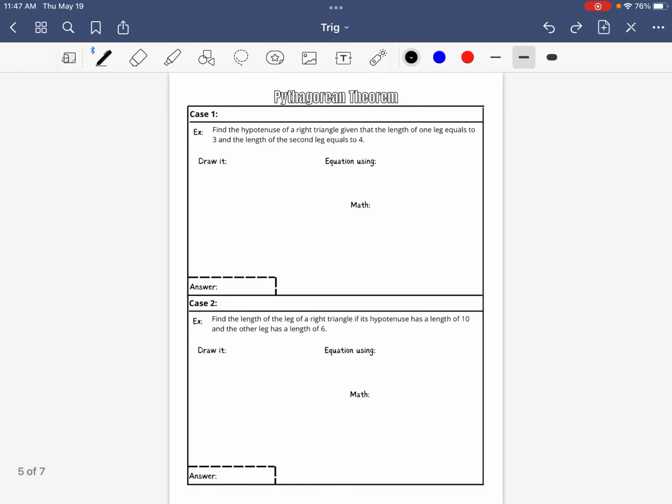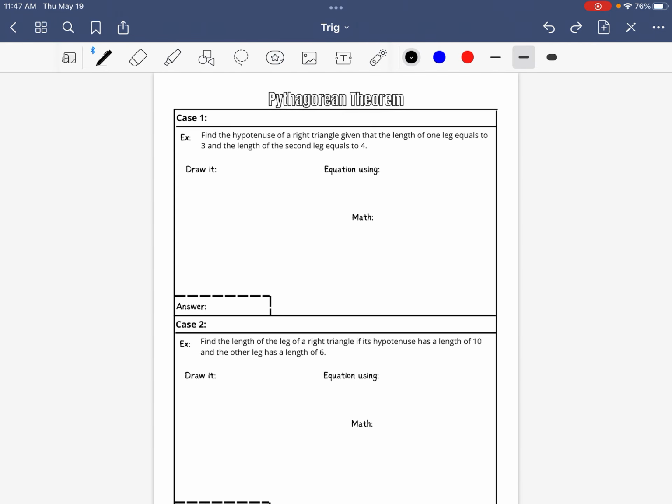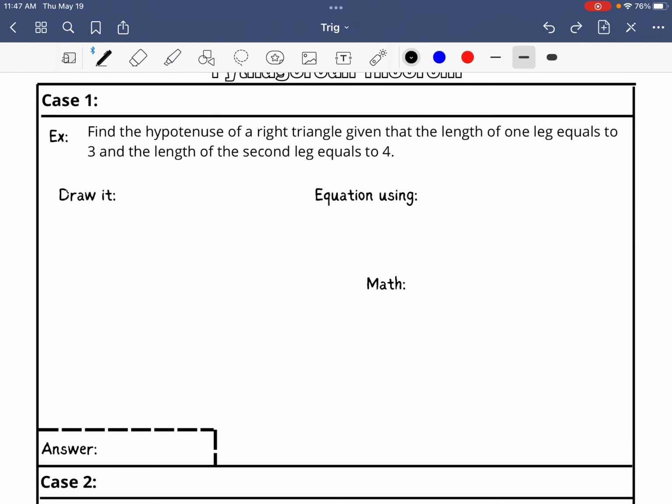So now I'm going to switch over to the worksheet, okay? I have two examples here. So I'm going to do the first one. Find the hypotenuse of a right triangle. This is really important. Right triangle. Given that the length of one leg equals 3 and the length of the second leg equals 4. The fact that they said a right triangle is really important because this gives me permission to use Pythagorean's theorem.